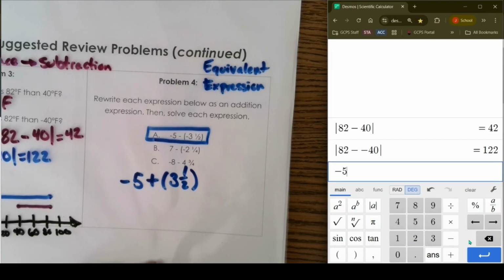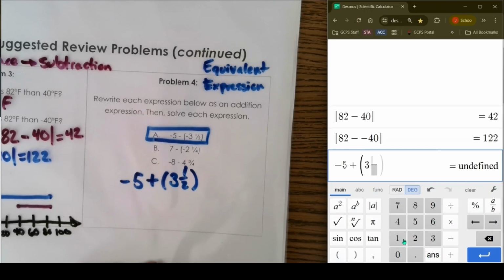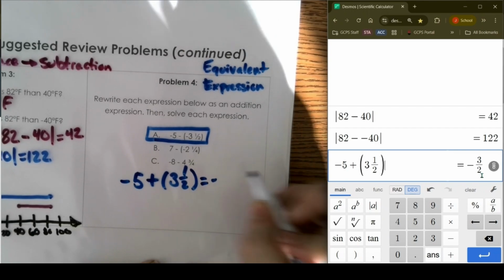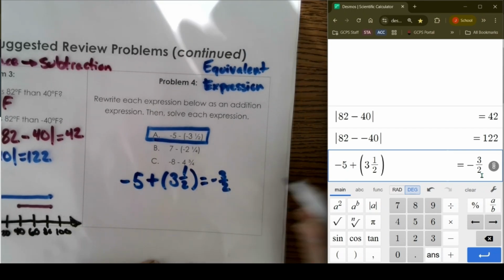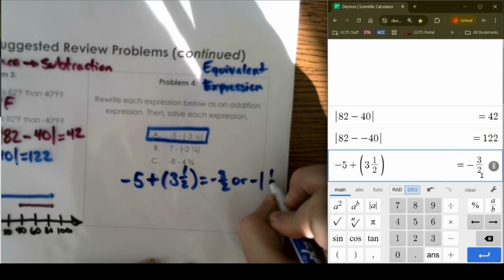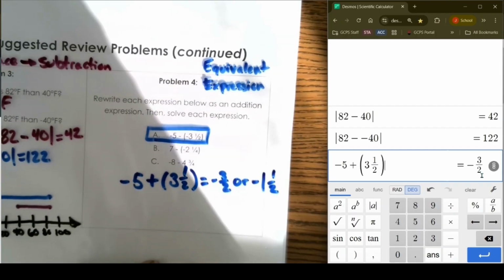So let's take -5 and add 3 1/2. And really, we don't need these parentheses here, but I'm going to keep it for continuity. And we have -1.5. I don't really like that. I had a fraction in my question, so I really want a fraction in my answer. So that's going to give me -3/2. We can also rewrite that improper fraction as -1 1/2. So either of those would be acceptable.